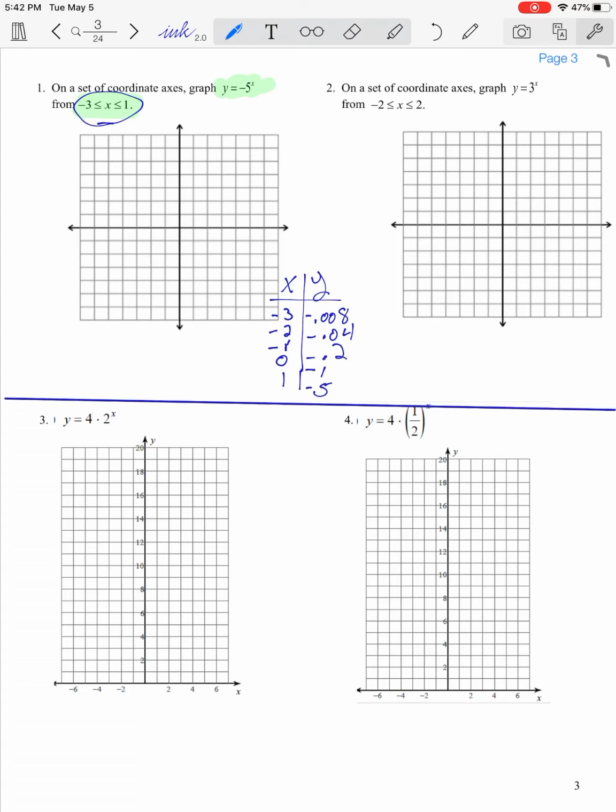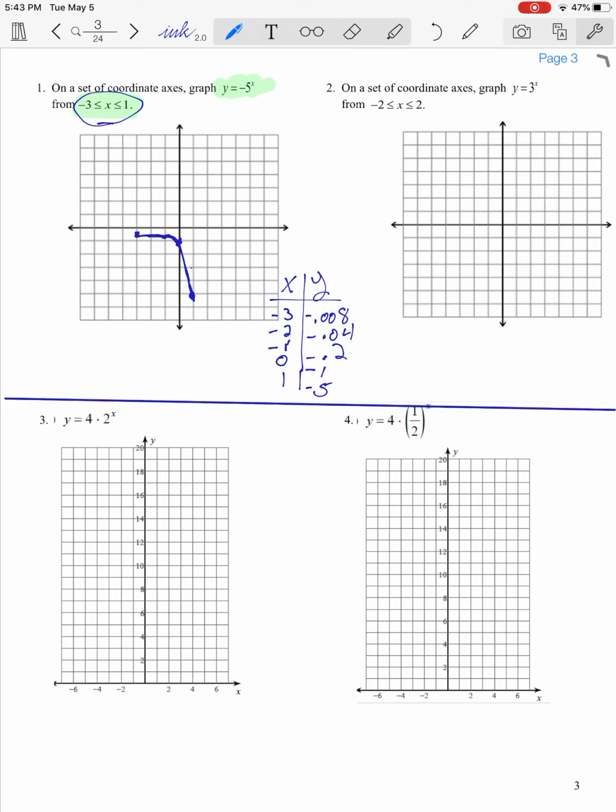So when I graph this, it does get a little tricky, but I come over here, I'm gonna go to -3, -0.008. It's right there. Fudge it a little, make it look like the calculator. -2, -0.04, -1, -0.2. See how I never hit -1 yet? Now I'm gonna hit -1. 0, -1. And then I have 1, -5.